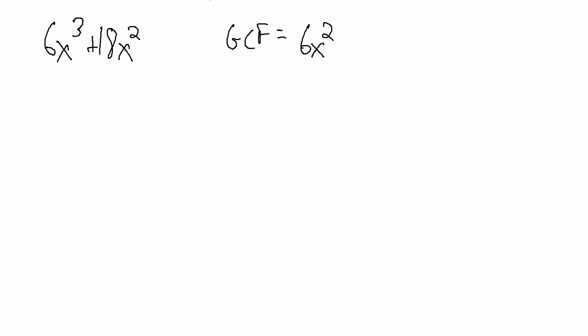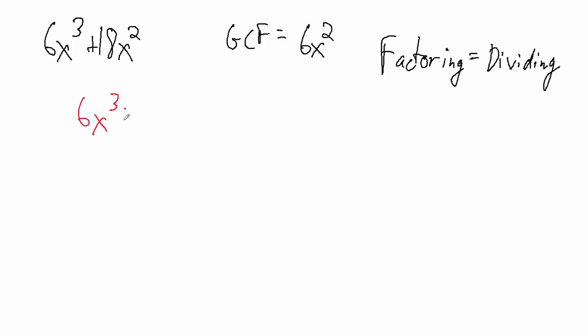Okay, now we're going to use this greatest common factor of 6x squared to factor this algebraic expression. Now, if we keep in mind what we talked about in the previous video, factoring is just dividing. Remember, factoring is just the same thing as dividing. Then what we do is take this algebraic expression, 6x cubed plus 18x squared, and divide it by our greatest common factor.